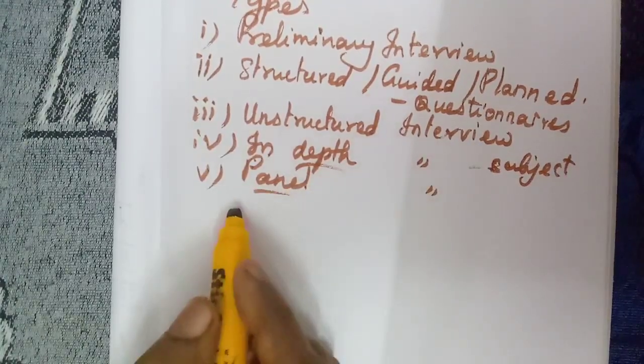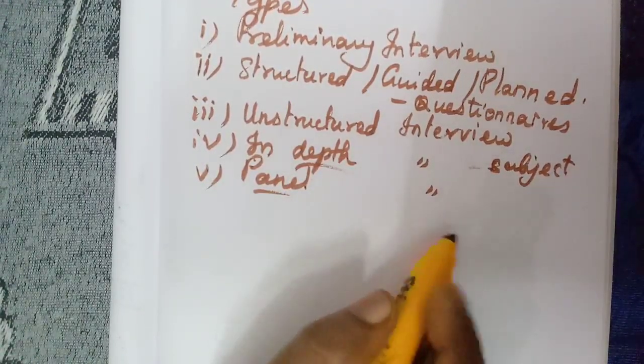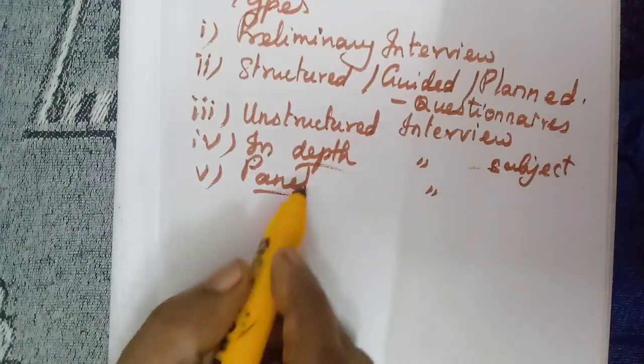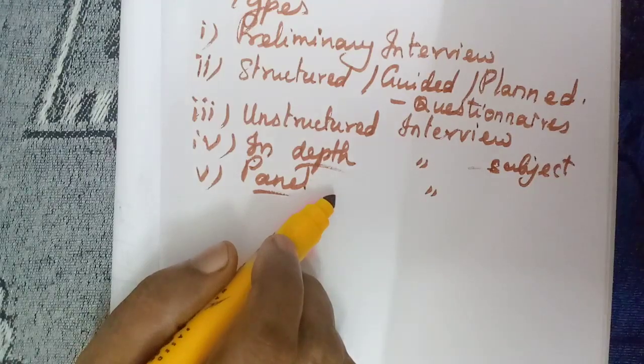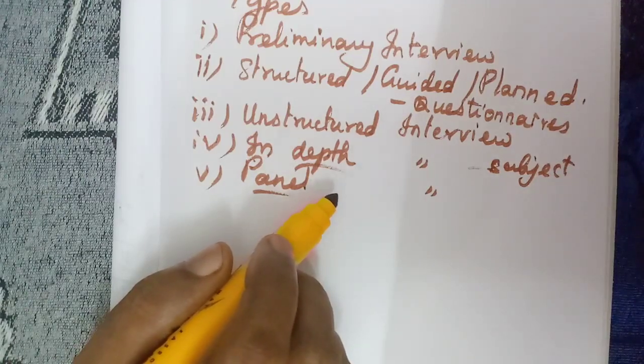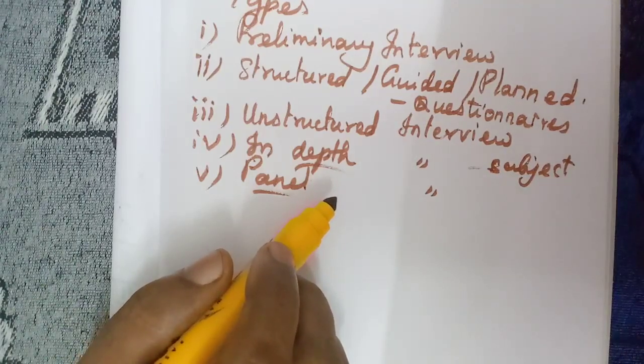Panel interview: a group of people will interview one candidate. Not one person, maybe 5-6 persons will be there, each with one expertise. Maybe one from the psychological side, another on a subject. Many questions they may ask, and each person will be asking.